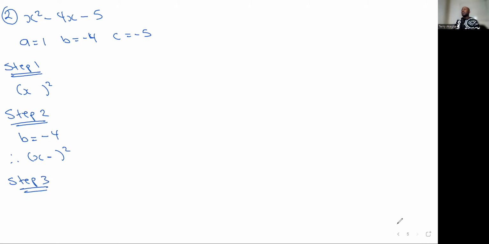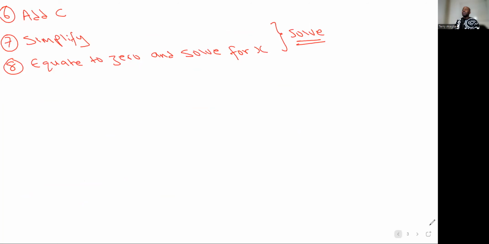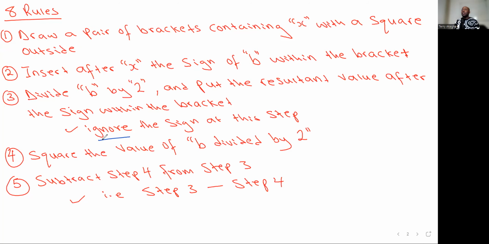Now, step 3. Step 3 said, the next step you need to do is to divide b by 2, all right? Then put the resultant value after the sign within the bracket, okay? So remember, for the b value, you have to ignore the sign. So keep in mind you have to ignore the sign of b. Is that okay? So you ignore the sign of b for this step.